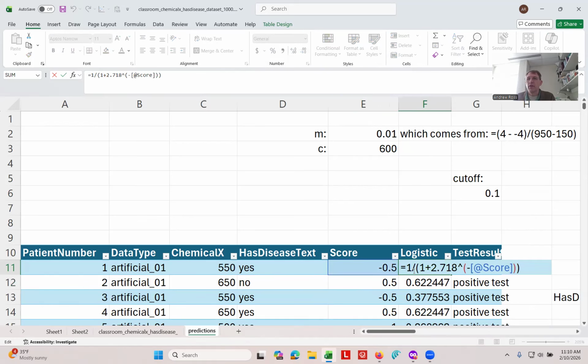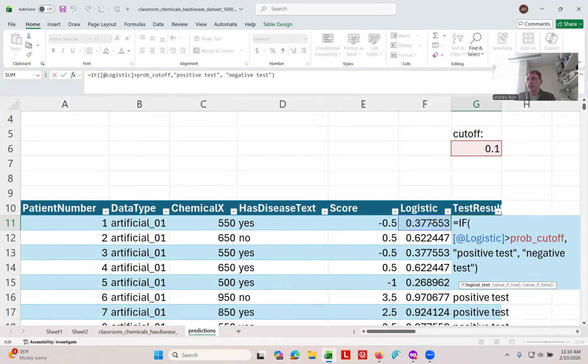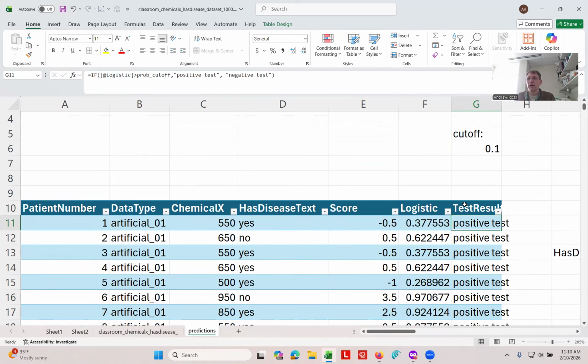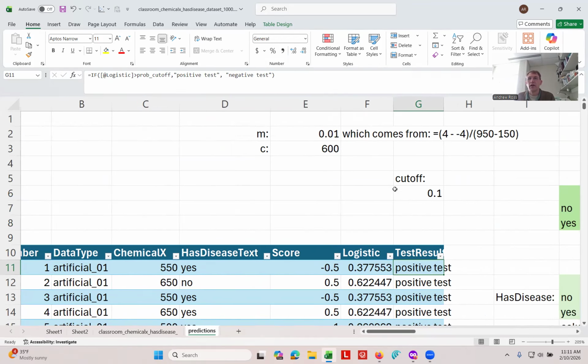From that, we can compute the logistic function, 1 over the quantity 1 plus 2.718 raised to the negative score. And then here I've got some logic that says if our logistic probability was above whatever probability cutoff I have here, then give me the answer positive test, otherwise give me the answer negative test. And I've got that filled out for all the rows of the data table.